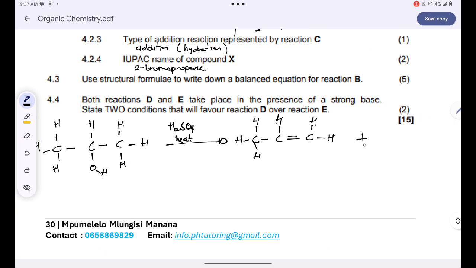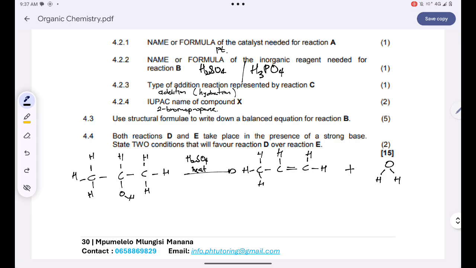Okay, plus since I'm eliminating these two, they will be added there. H2O. No, but they said they wanted structural formula, so that's H2O, oxygen bonded to 2 hydrogens. This will be the complete reaction of the structural formula.